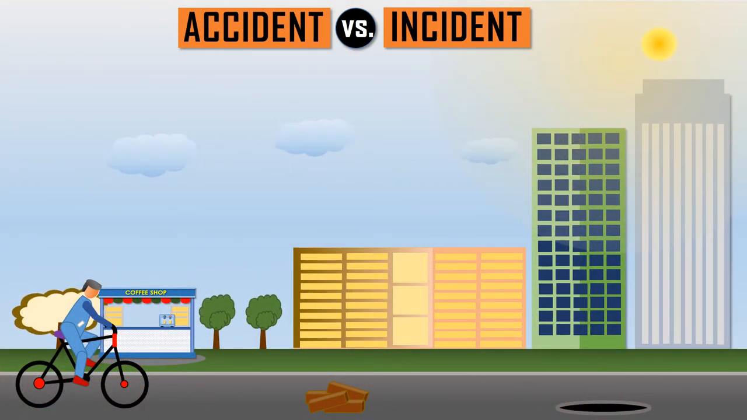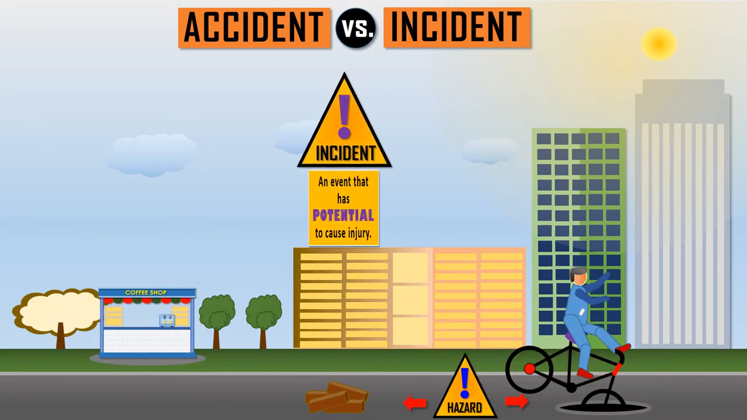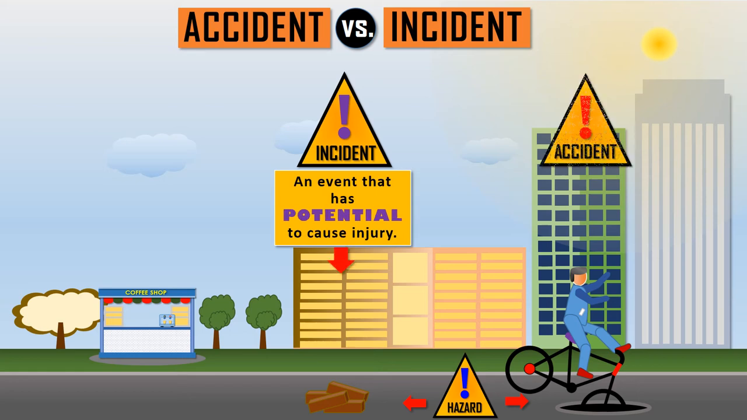In this example, you will see the relationship between incident and accident. Bricks and a hole in a walkway are hazards. Riding a bicycle just beside the brick is an incident. Riding a bicycle in the hole will cause an accident. Both are events that already happened. One has no result and the other caused an accident.